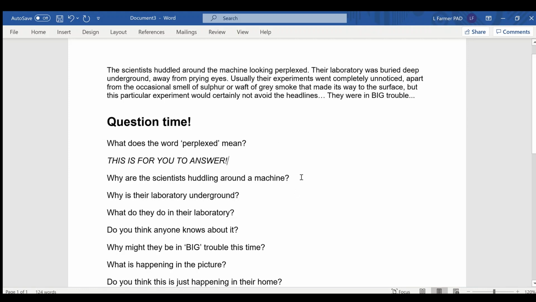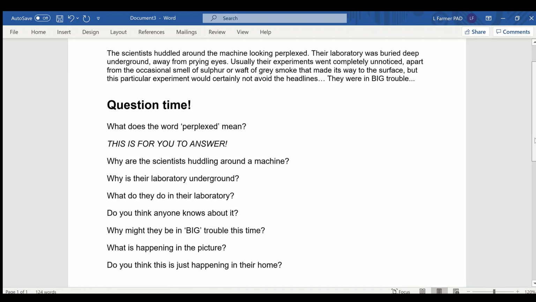There. So why are the scientists huddling around a machine? Well, have a think. If people are huddled around something, why do they often huddle? Is it because there's something really boring going on, or do you think it's quite the opposite? Have a go at writing out an answer, full sentences when you do this one.